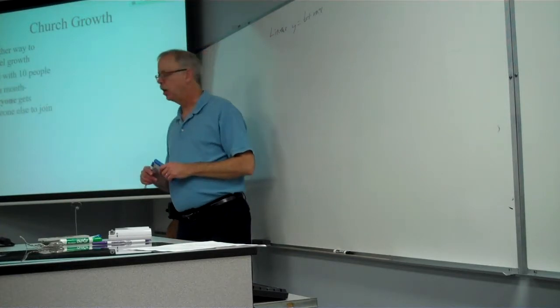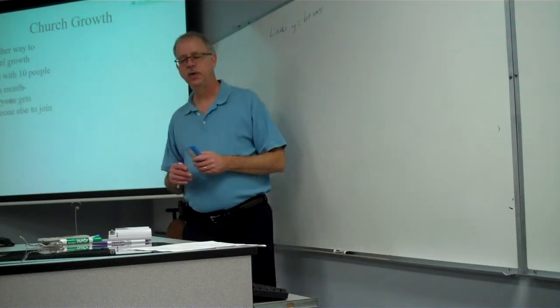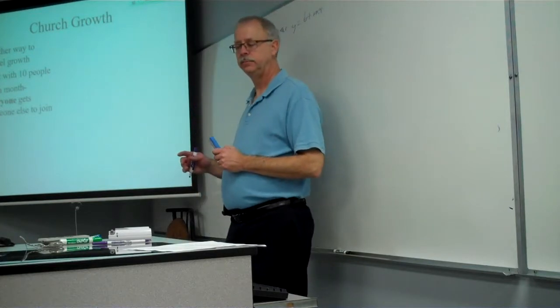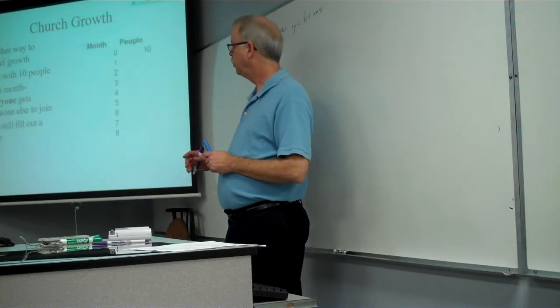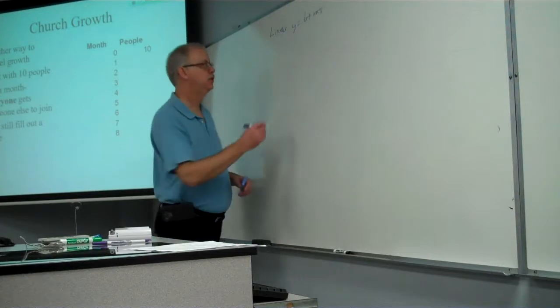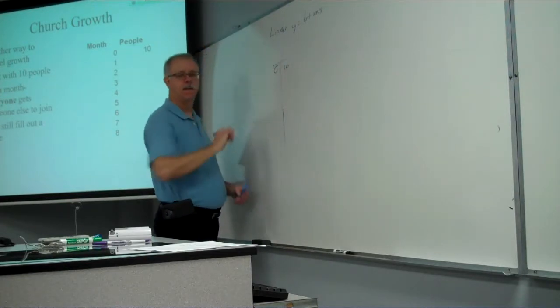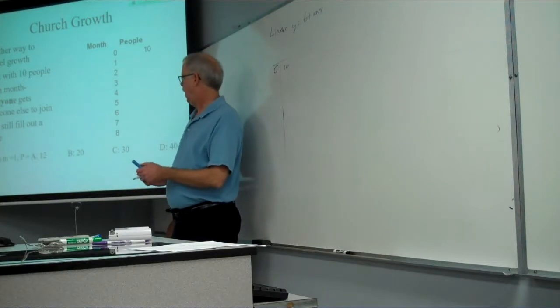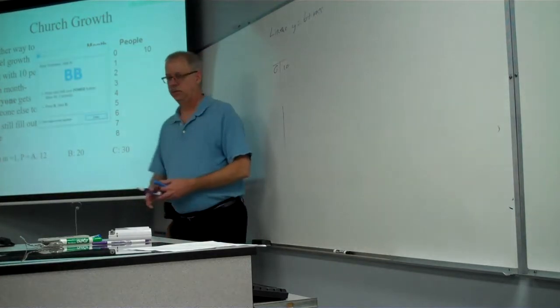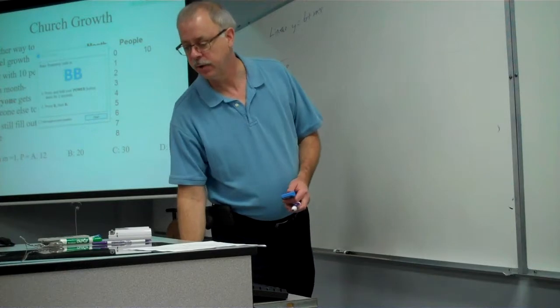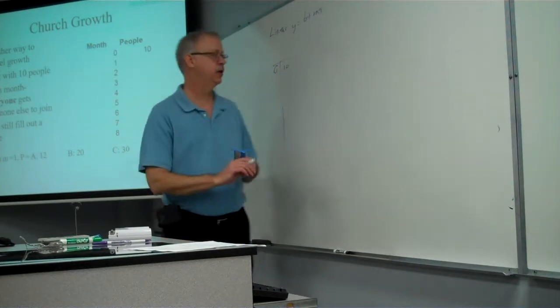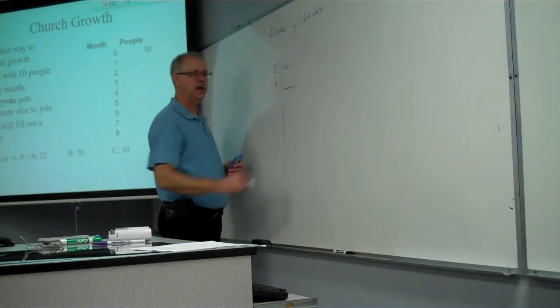And the idea is, say we start with 10 people, and every month, everybody gets somebody else to join. So we can still look at a table here. We start with 10 people. After one month, how many people are we going to have? If everybody goes and gets somebody else to come join that church, what are we going to have in one month?